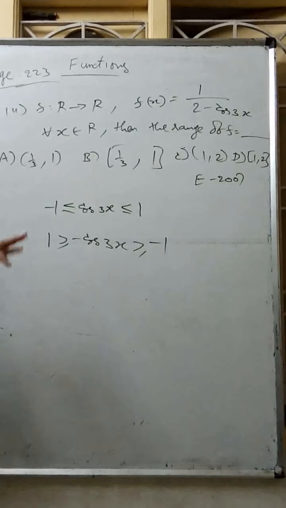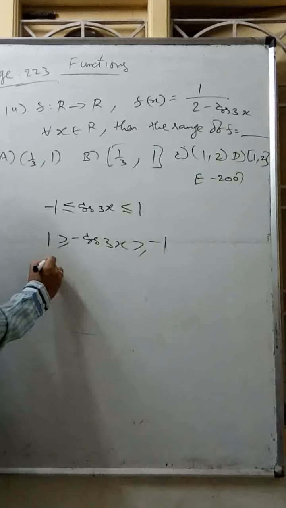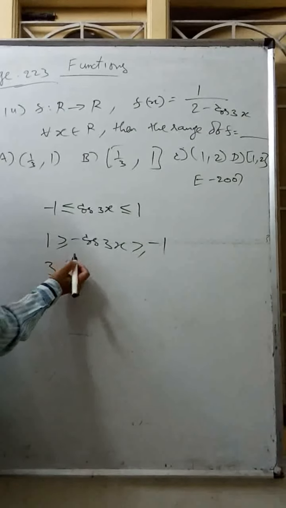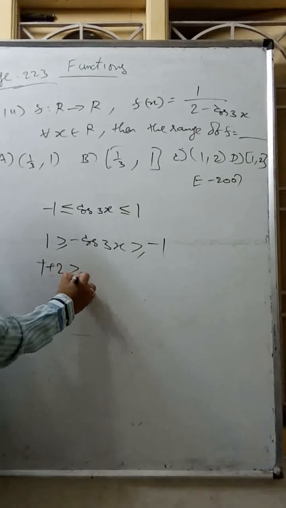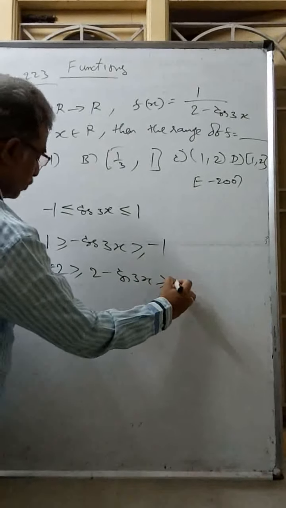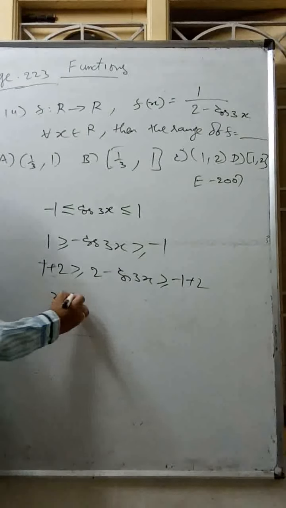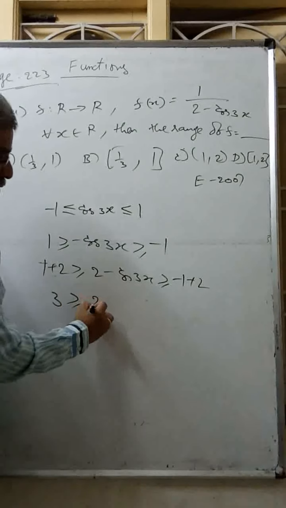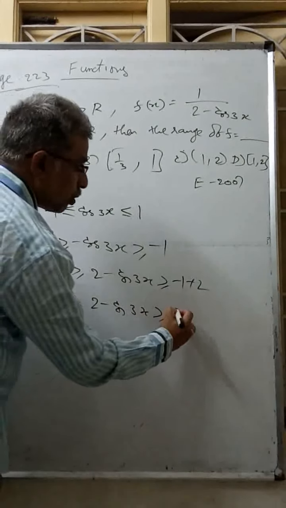If I am adding 2, then what happens? So 2 plus 1, 3. I am adding 2. I will write one more step otherwise. 2 minus cos 3x is greater than or equal to minus 1 plus 2. So 3 is greater than or equal to 2 minus cos 3x, which is greater than or equal to 1.